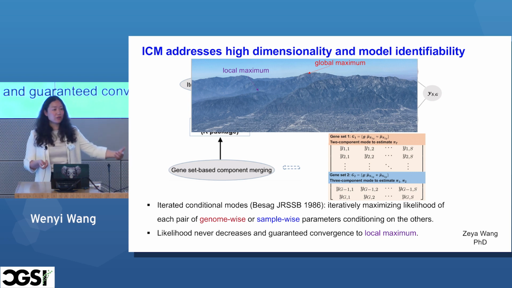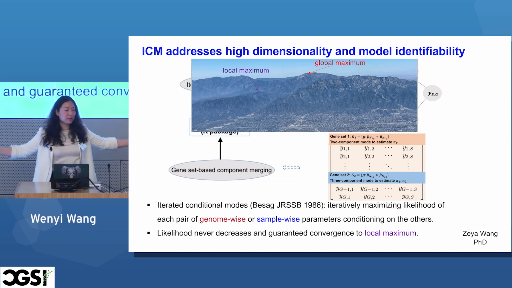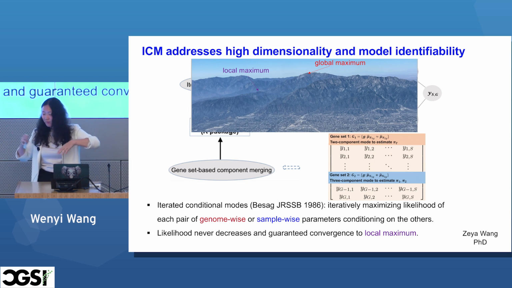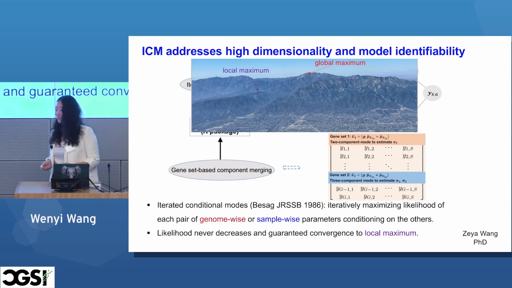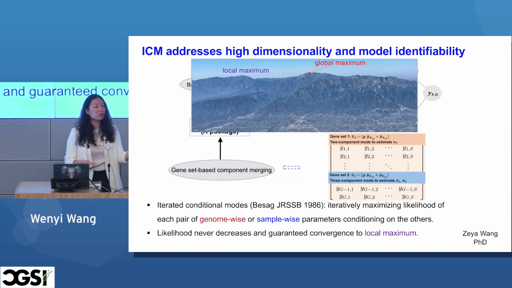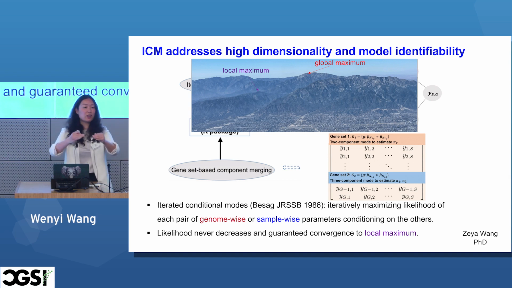As I alluded to early on, because of the curse of dimensionality and identifiability in our high-dimensional likelihood space, a local maximum is just not good enough. We have to find the global maximum. So, long story short, without describing the details, we came up with gene set-based component merging, with the goal of locating ourselves around the global maximum when we start the ICM search.